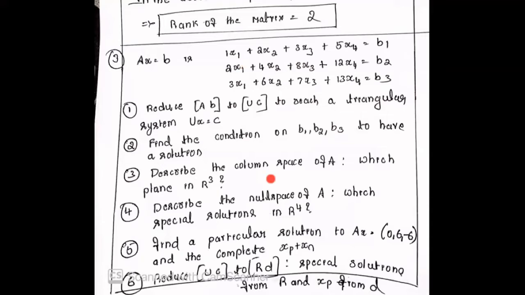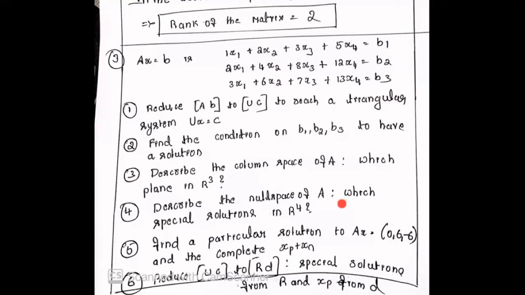Then the third one: describe the column space of A, which is a plane in R cube. So you have to find out the column space of A. Okay, you have to describe that. And describe the null space of A.